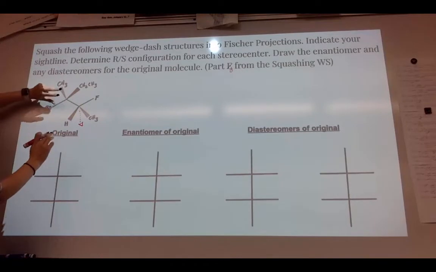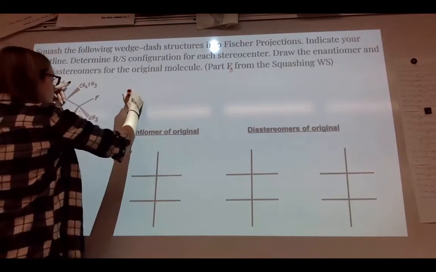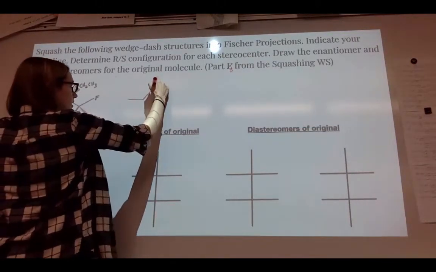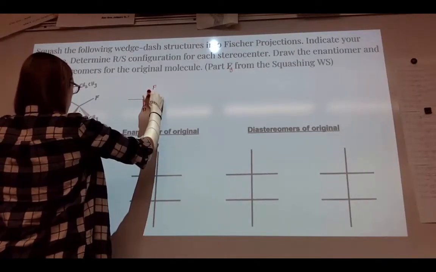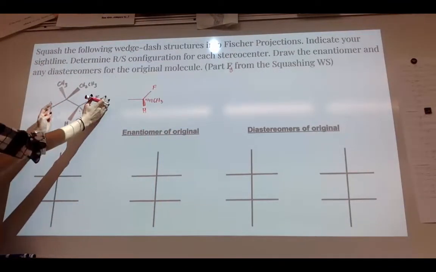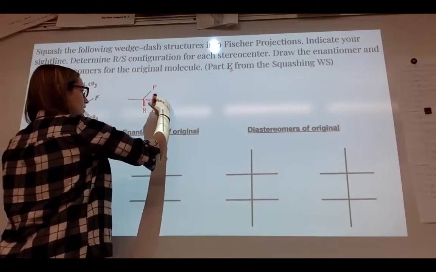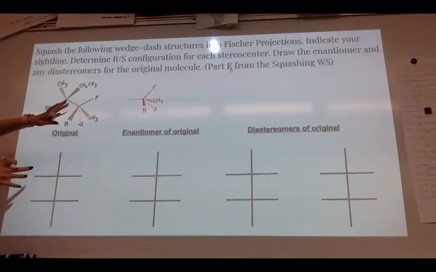If you built a model, you're just spinning it. So I'm just going to draw it over here, and I'm going to make it straight. Here's F, here's H, here's CH3. I didn't do anything to this side. I'm just turning it so it's straight across. And I'm looking here. There's that side. I didn't do anything to that.